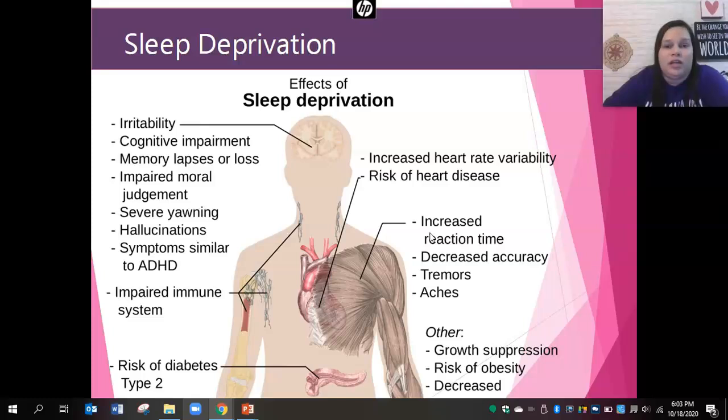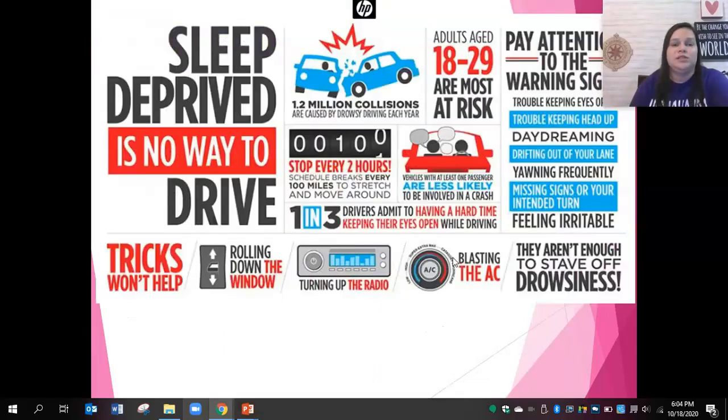The effects of not getting enough sleep, some effects of sleep deprivation. I think we're all familiar with at least some of these. Irritability, memory lapses, impaired judgment, lots of yawning, cognitive impairment. Hallucinations are usually with severe sleep deprivation, but symptoms similar to ADHD can happen when you are sleep deprived. Your immune system starts to break down, your reaction times slow, you don't react as quickly. Growth suppression, because that's when growing happens while we're asleep, and then more at risk of obesity and diabetes.